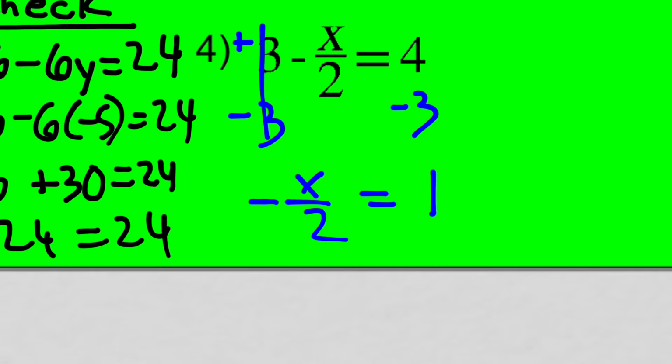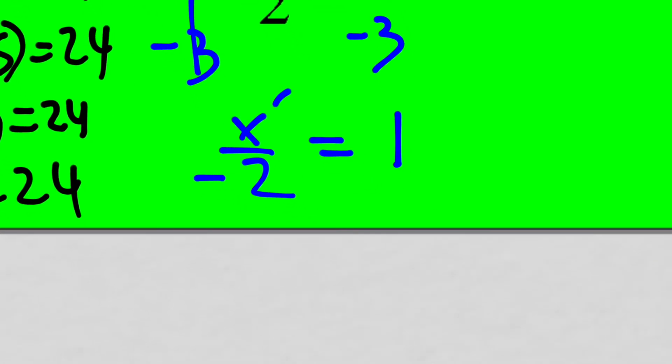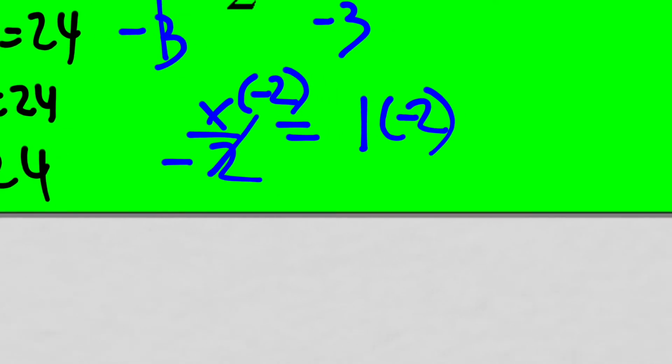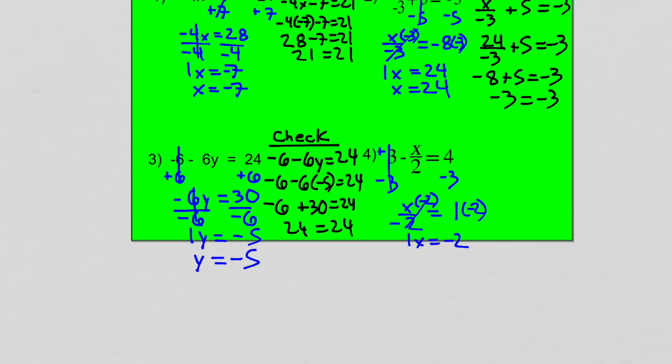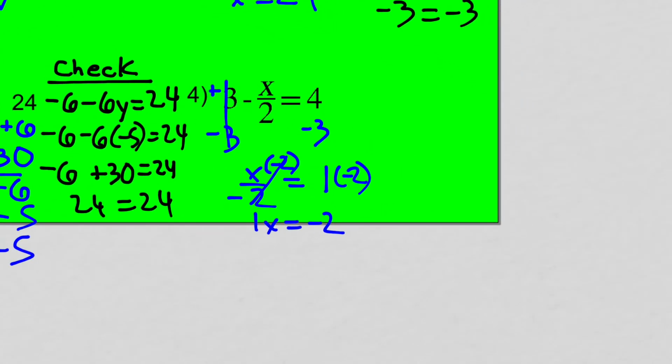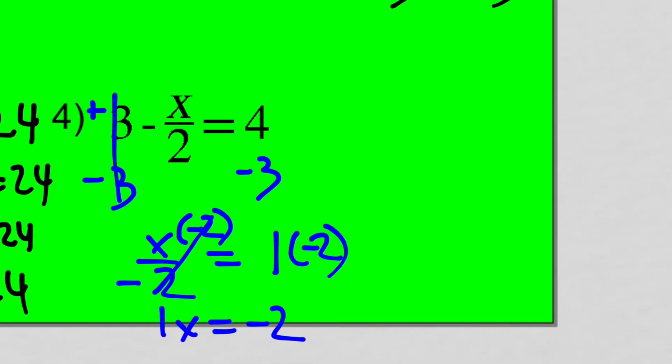equals 1. Now this negative sign can go either with the x or with the 2, but it's easier to leave it with the 2. So this is x divided by negative 2. I'm going to solve it by multiplying by negative 2. And do the same thing to the other side. Negative 2 divided by negative 2 is positive 1x, and 1 times negative 2 is negative 2. So x is negative 2. Now the check.